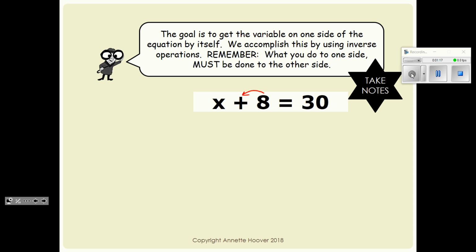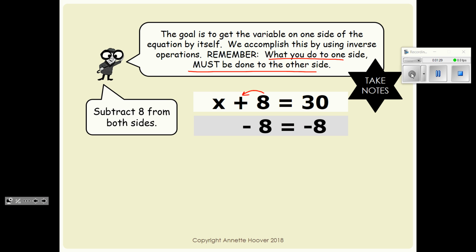And to move it to the other side, what you do to one side, you must do to the other side. So if we do a negative 8 on both sides of the equation, a positive 8 and a negative 8, when you add opposites, it always becomes 0. And we call that canceling out. They're gone. And left on the other side, we have 30 minus 8, which is 22. So we know that the missing number, the variable x, should be 22.